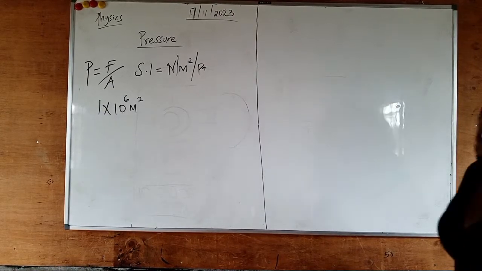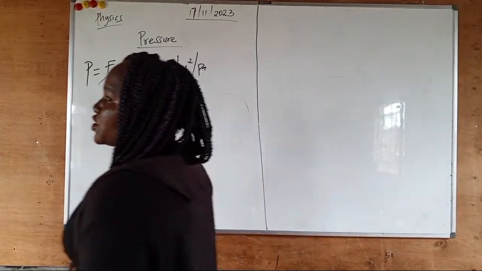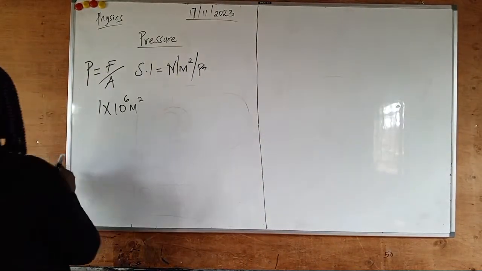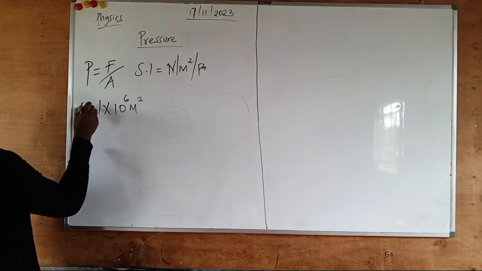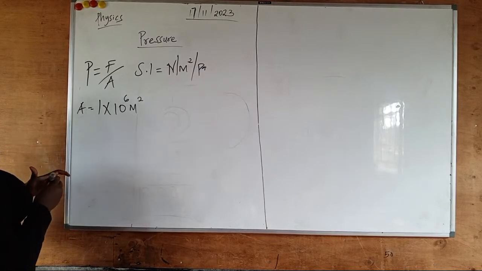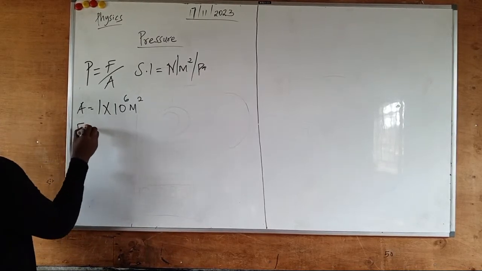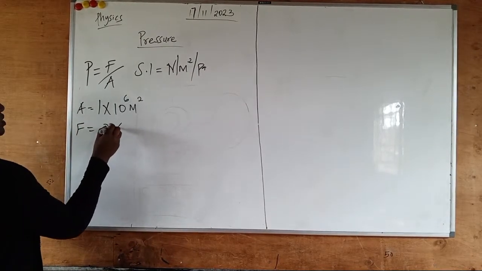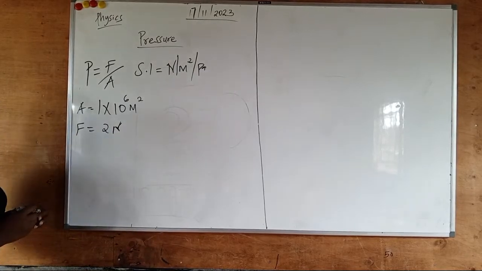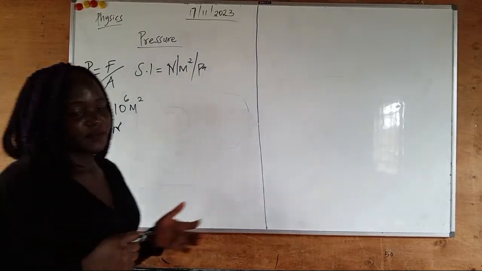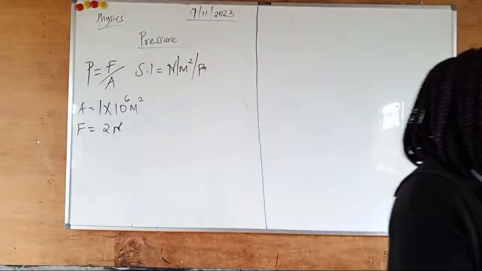I'll give you a hint. Pressure is equal to force over area. We have the area already. This is our area. We also have our force, which is given as 2 newtons. So calculate the pressure. I'm going to use that. Finished.